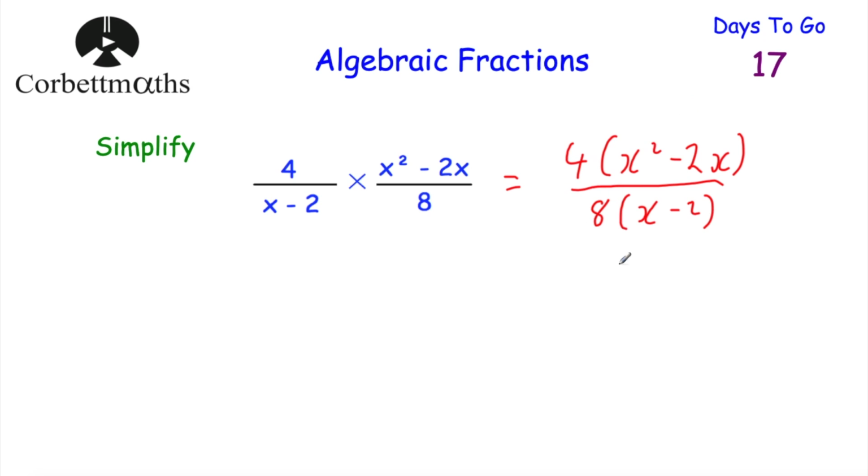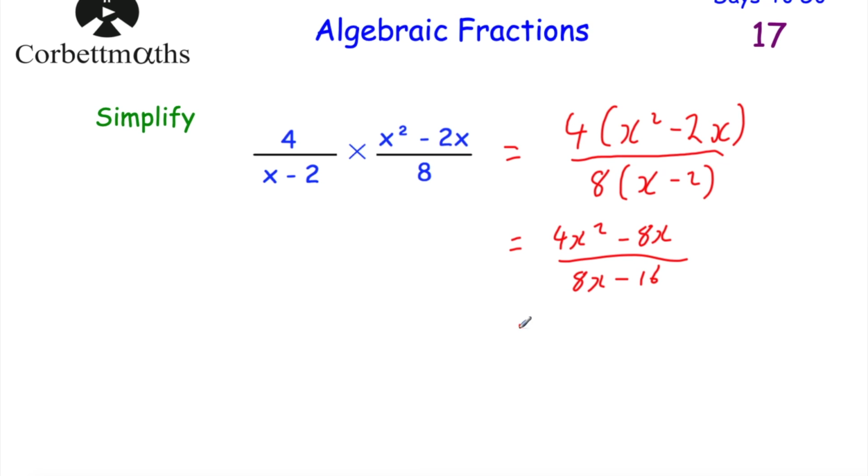Now at this point we could try and start cancelling down, but what I'm going to do is expand both the numerator and denominator, factorize, and then cancel down. So in terms of the numerator, let's expand these brackets. 4 times x squared would be 4x squared, and 4 times minus 2x would be minus 8x. So we've expanded the numerator, now let's expand the denominator. 8 times x would be 8x, then we've got a minus sign, and then 8 times 2 would be 16. So we've expanded the brackets, now let's factorize this and then cancel down.